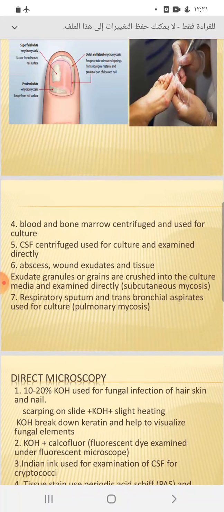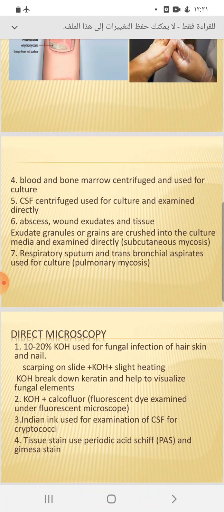Number 4, the fourth specimen, we have the blood and the bone marrow. These two specimens should be centrifuged together with the CSF, number 5, also for culture or for direct microscopical examination. Number 6, if we have an abscess or wound exudates, we should do aspiration from the abscess and from the wound exudate for examination.